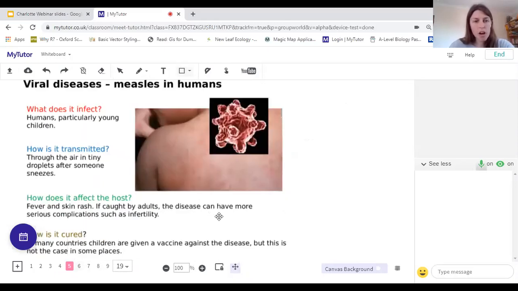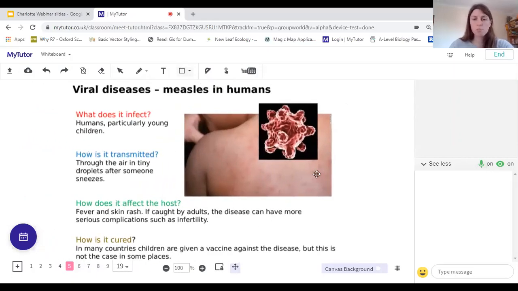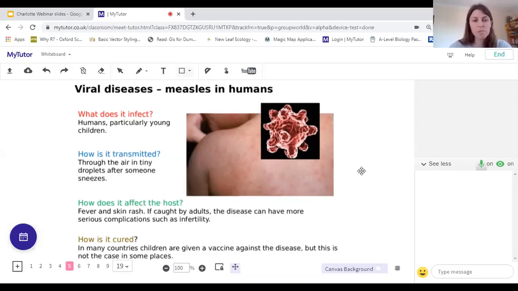Finally, we've got one other viral disease, which is measles in humans. So measles is also caused by a virus. It affects humans, particularly young children. And it's transmitted through the air in tiny droplets after someone sneezes, a bit like colds. Colds are also viral diseases.